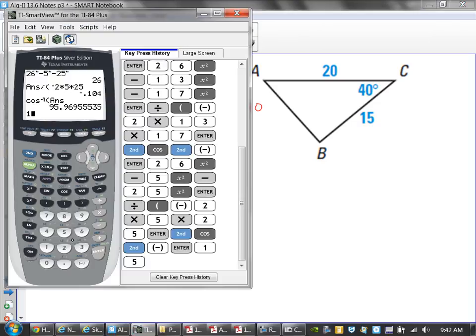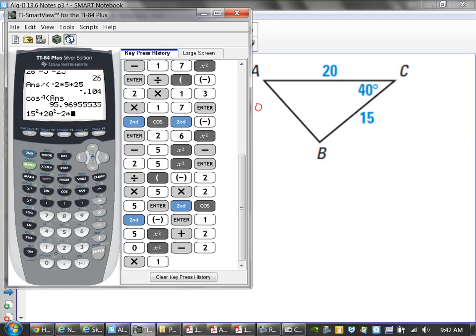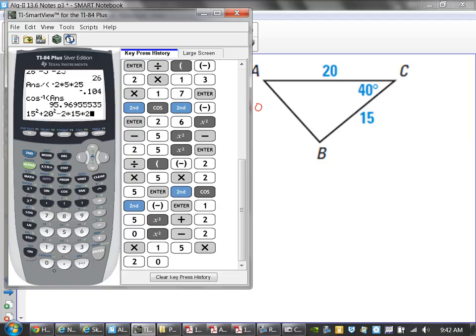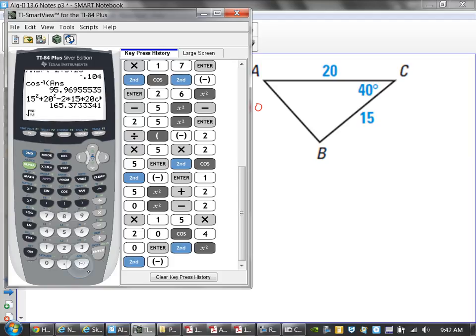So 15 squared plus 20 squared minus 2 times 15 times 20 cosine 40. You hit enter and take the square root of that answer, and there's side c. So you just type everything right in? That's right. Finding that missing side, the side opposite the angle, with law of cosines is the easiest form. And then you can just do sines. Yeah, it's that quick. It's nice when they're like that. It makes life a lot easier.